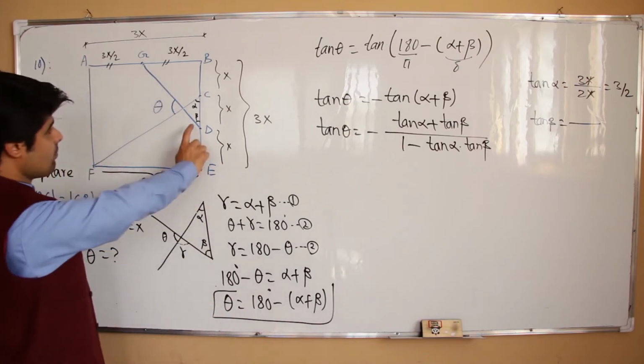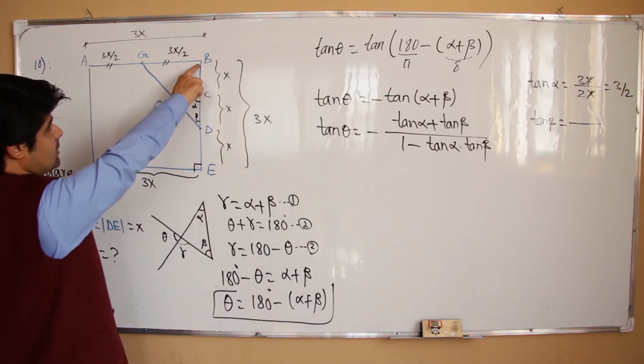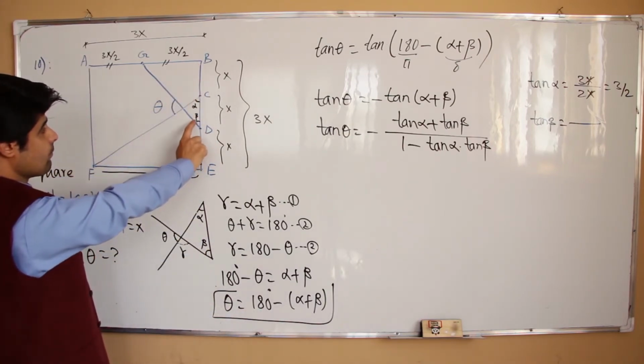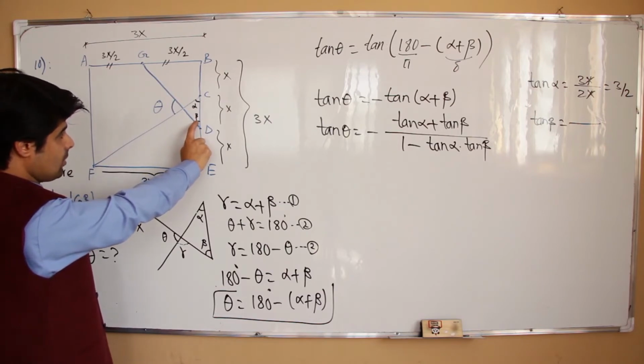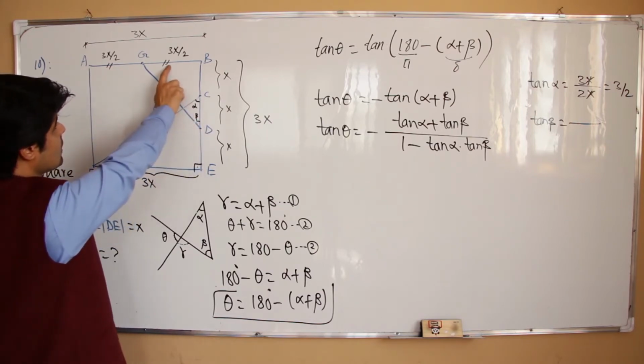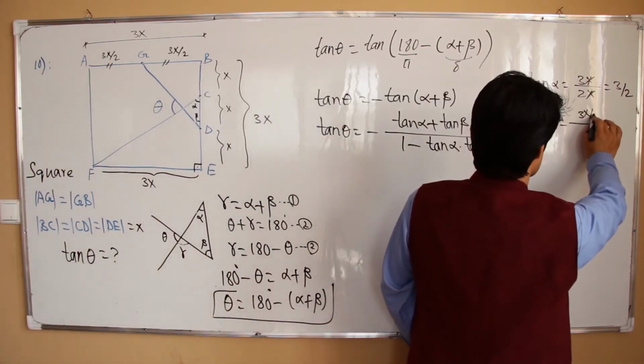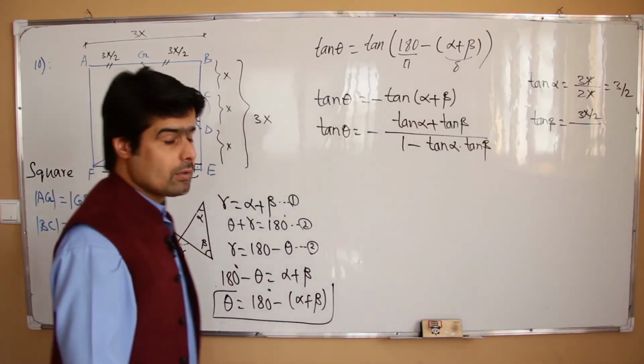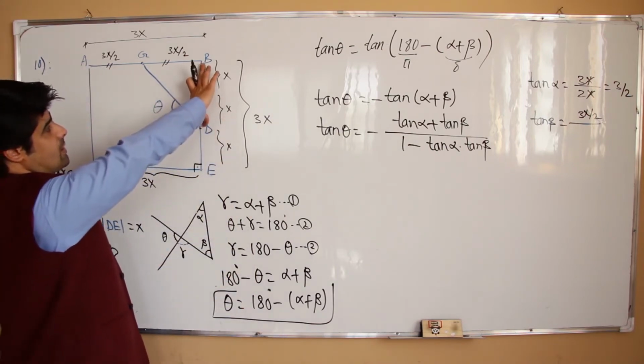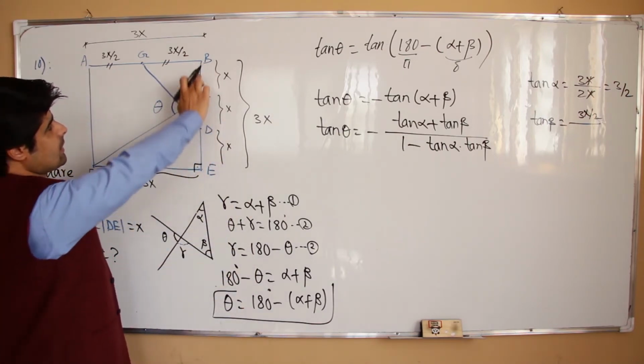Now, in order to define tangent beta, what is for beta in a right angle triangle? This is also a right angle triangle. For beta, what is the opposite? This side, 3x by 2. Am I right? Yes. Now, what is adjacent? Adjacent is x and x, 2x.